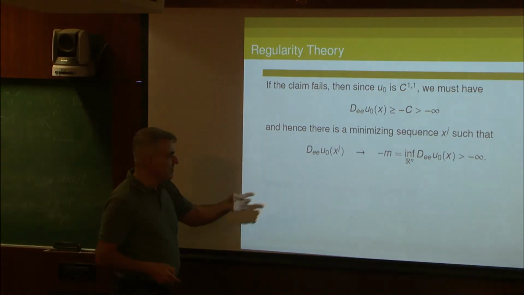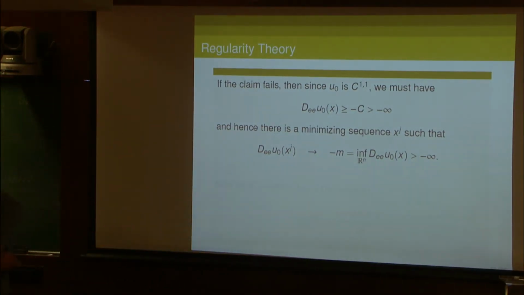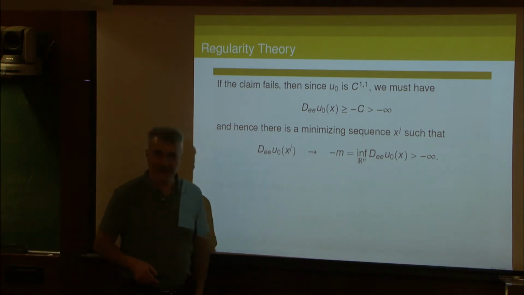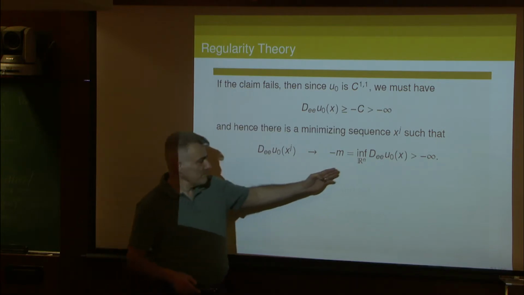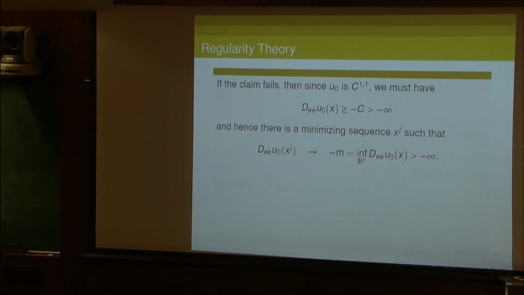So I will take a minimizing sequence for my second derivatives. There's a point where the function takes some value, another point, some other value. So I track this minimum value. I don't know where I end up, but I can track it. I take the infimum of the second derivative of u0 in the direction e. Call that minus f, and then you have a sequence.